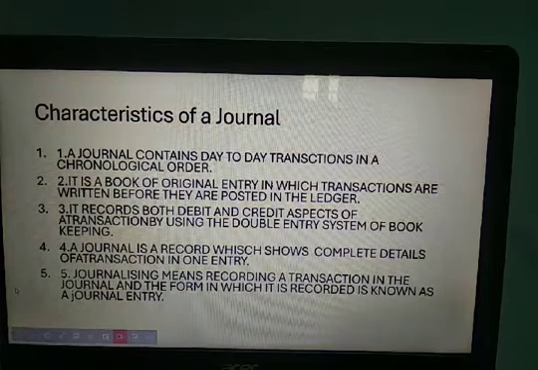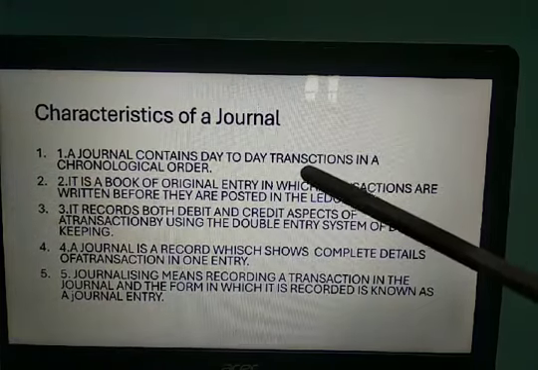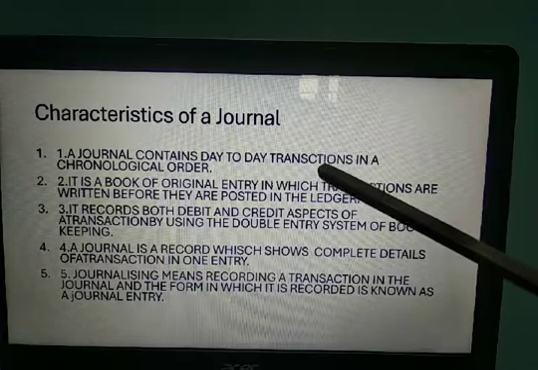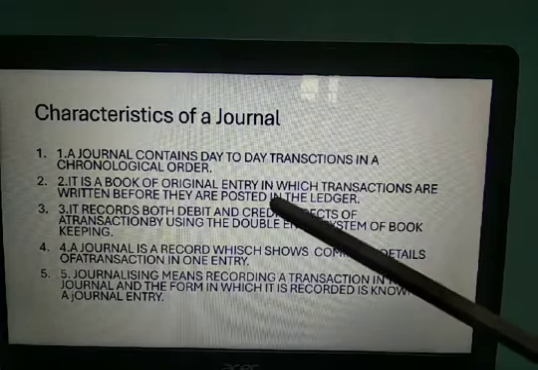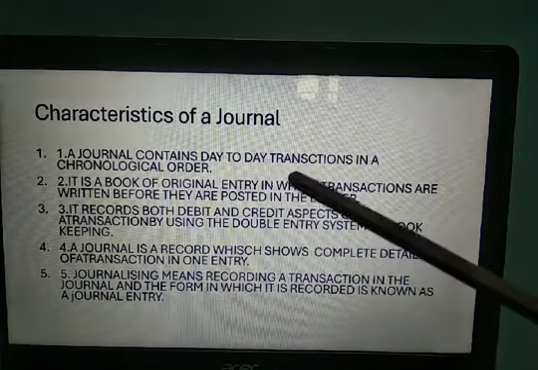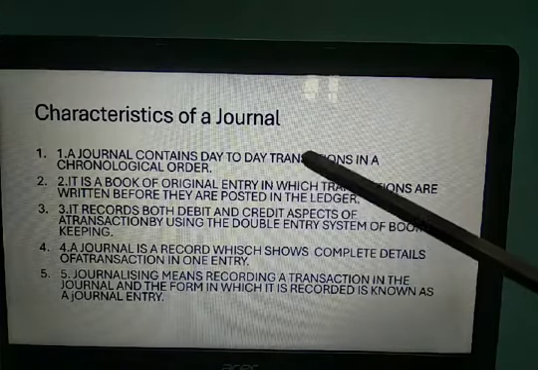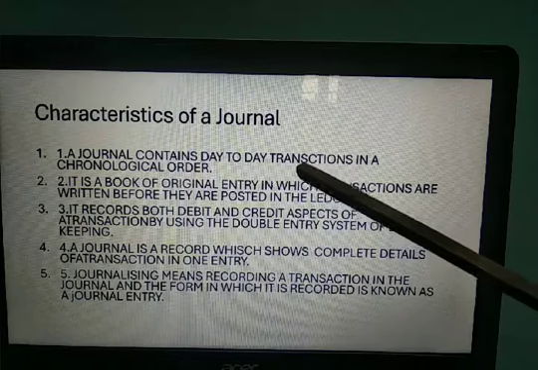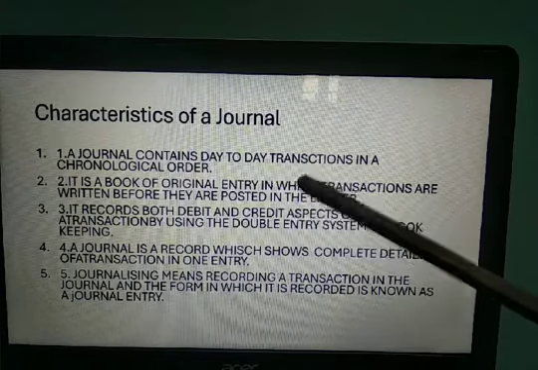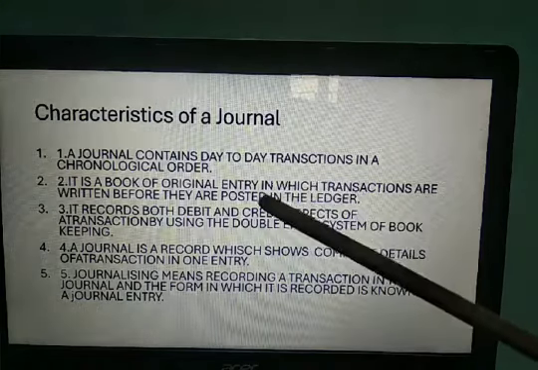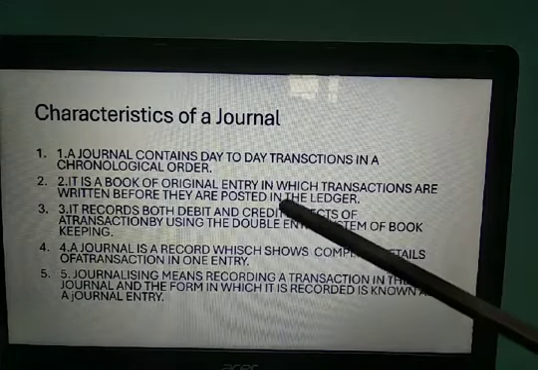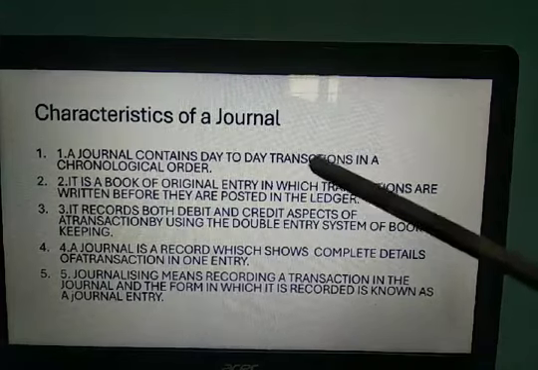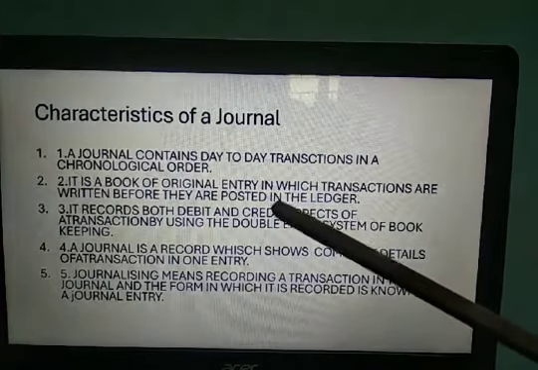Now we will be discussing the characteristics of a journal. You see that the journal contains day-to-day transactions in a chronological order. That means day basis. Chronology means day. You cannot intermix it. After 2nd January, then 3rd January, then 4th January, like this. It is a book of original entry because transactions are written in it before they are posted into the ledger.